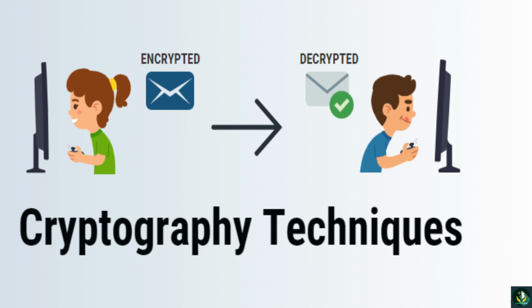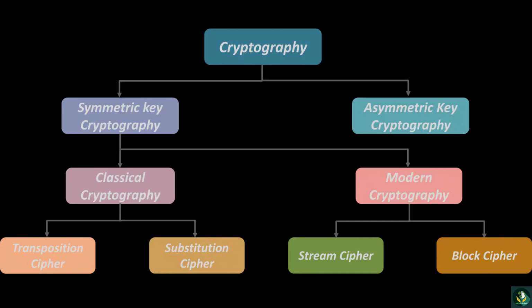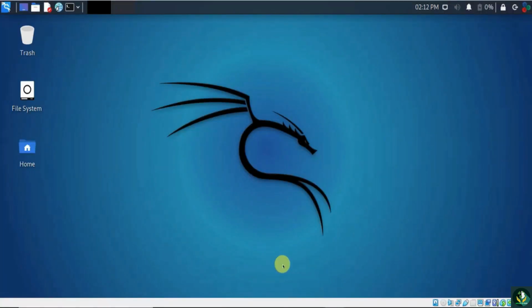Let's talk about cryptography techniques and cryptography. Cryptography depends on the OpenSSL C library for all cryptographic operations. Have a look at this picture. Cryptography covers symmetric key cryptography and asymmetric key cryptography, then symmetric key, classical, and other asymmetric key.